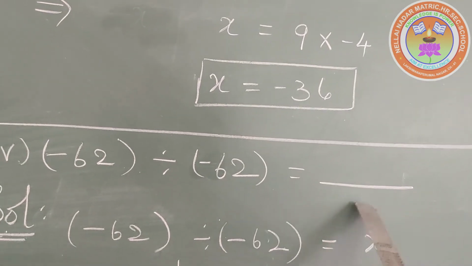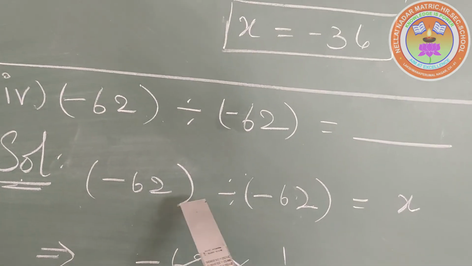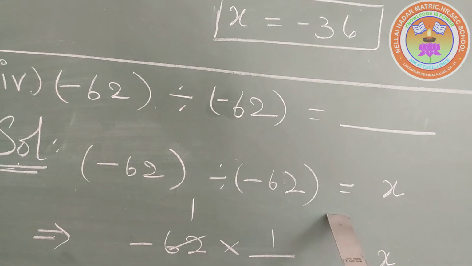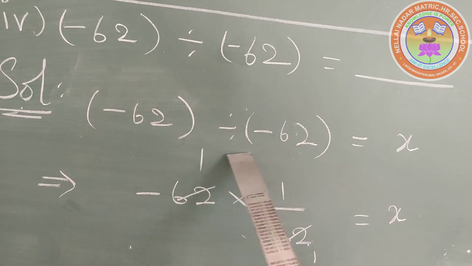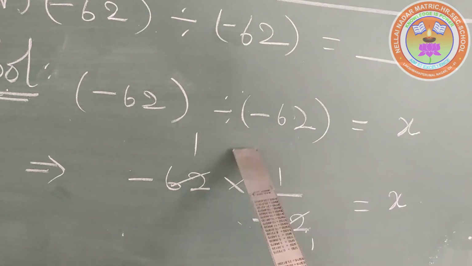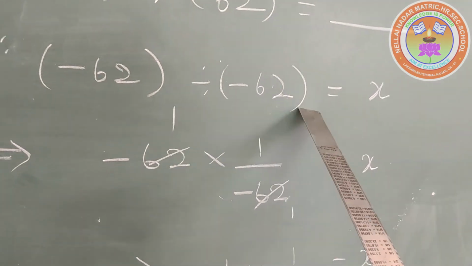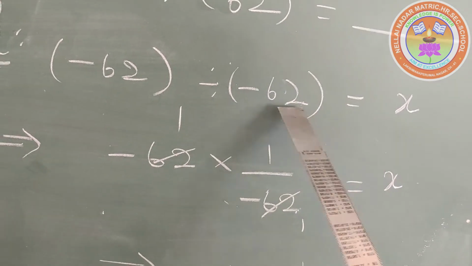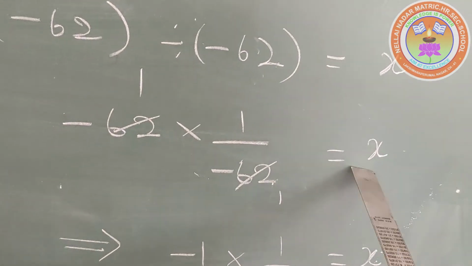I have to find out. So now let me take that answer as x. So minus 62 divided by minus 62 is equal to x. Now take this minus 62, change this divide into multiplication. Okay. So when dividing, I have to take the reciprocal of the next number, which is minus 62. So reciprocal of minus 62 is 1 by minus 62. That is equal to x.